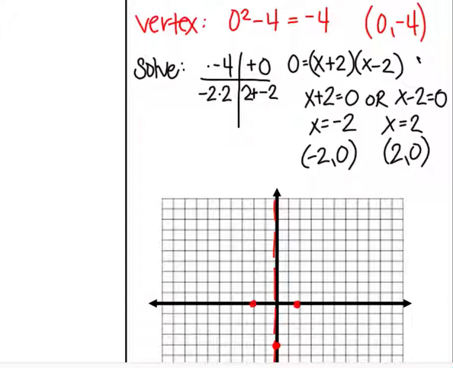And I'm going to go ahead and pick some point. This is one case where, like I said, you aren't always going to have to make a t-table, but I'm going to just to make sure I've got this right. So I'm going to pick 1. If I put 1 in, 1 squared is 1 minus 4 is negative 3. So I know that my point will be just 1 out from here. So I can make my parabola and be done.